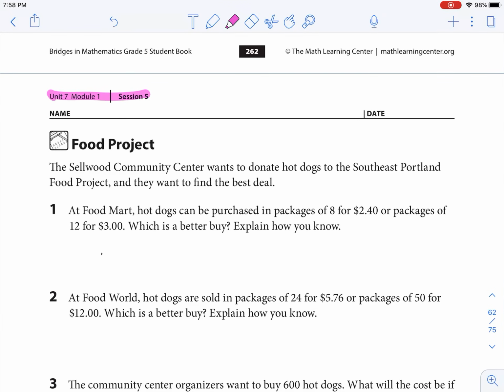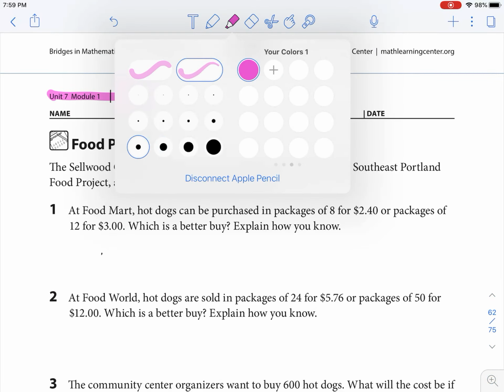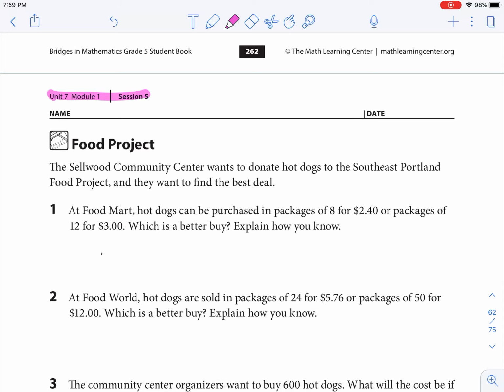And it says the Sellwood Community Center wants to donate hot dogs to the Southeast Portland Food Project, and they want to find the best deal. Question 1. At Food Mart, hot dogs can be purchased in packages of 8 for $2.40 or packages of 12 for $3. Which is a better buy? Explain how you know. So the first thing we need to do is highlight the important information in our story problem. I'm going to highlight that I can get 8 for $2.40 or I can get 12 for $3. And then we always highlight our question, which is a better buy, and explain how you know.